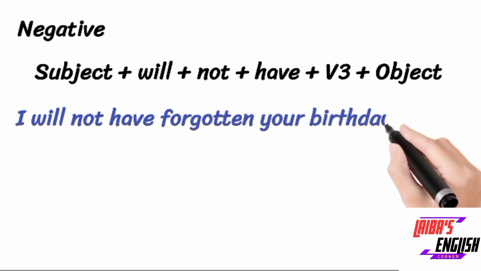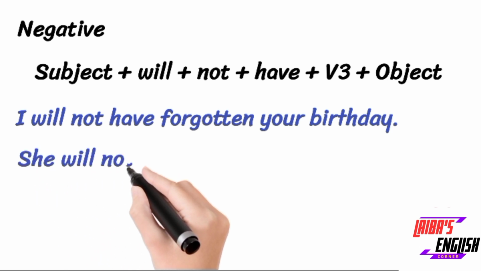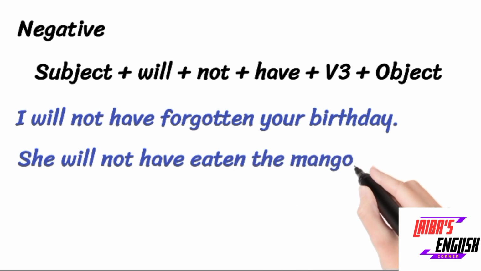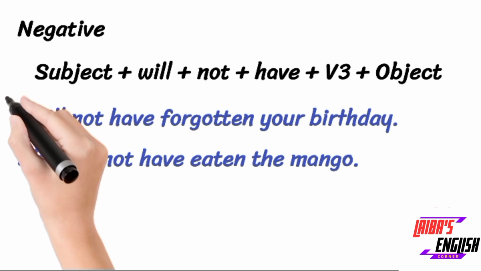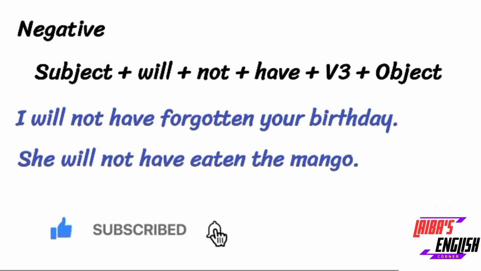Here, I as a subject, will helping verb, not is used because of negative, have is used because of the structure, and forgot third form is forgotten, and birthday is your object. Second example is she will not have eaten the mango. She as a subject, will as a helping verb, not because of negative, have is used, eaten, third form of eat, and mango is an object.